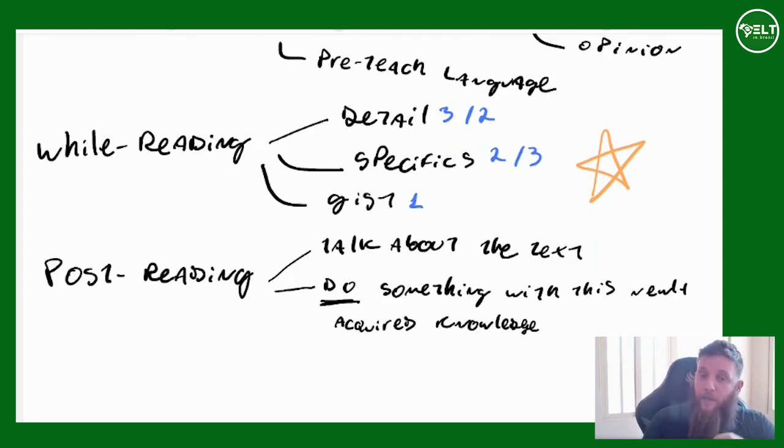Younger students can make posters reacting to the text. They can record a video review of the text. They can record a short podcast commenting on and criticizing the text that they read. Whatever you manage to get students to do using the content of the text after reading the text is a post-reading activity.